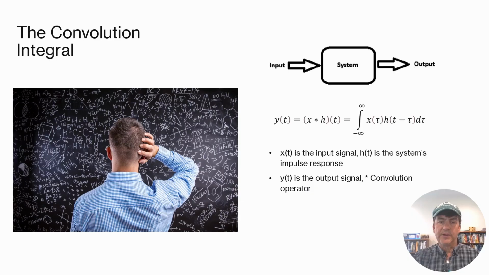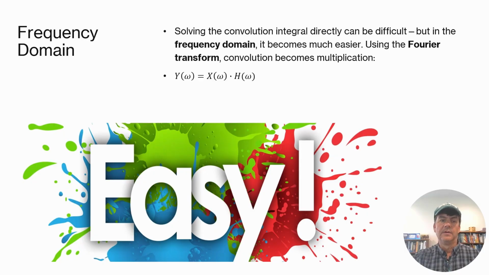Let's start with a quick refresher on the theory that brings us to FIR filters. When a signal passes through a linear time invariant system, the output is the convolution of the input with the system's impulse response. This is expressed using the convolution integral for continuous time systems, shown in the slide. Solving the convolution integral directly can be difficult, but in the frequency domain it becomes much easier. Using the Fourier transform, convolution becomes multiplication.